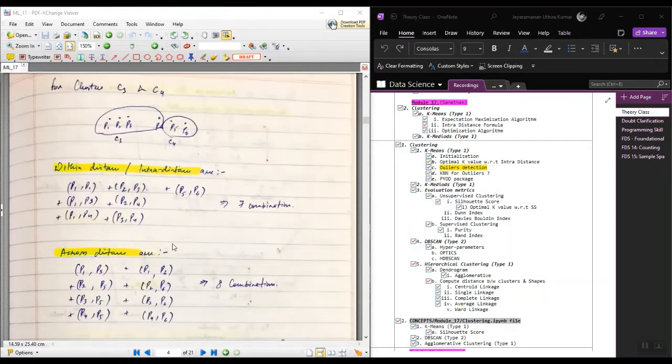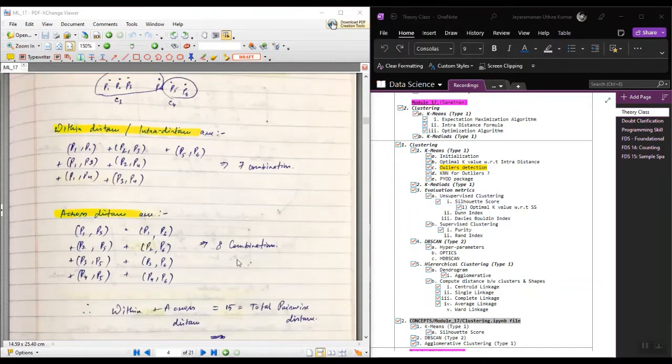So let's divide this into intra and across distance. The intra distance is nothing but the distance within a cluster. Let's say the distance within this cluster and within this cluster. So that will be P1 P2, P1 P3, P1 P4, and P2 P3, P2 P4, P3 P4. So this is one cluster, and this is the second cluster, P5 P6. That means a total of 7 combinations. And the same for the across distance, so these are the 8 combinations.